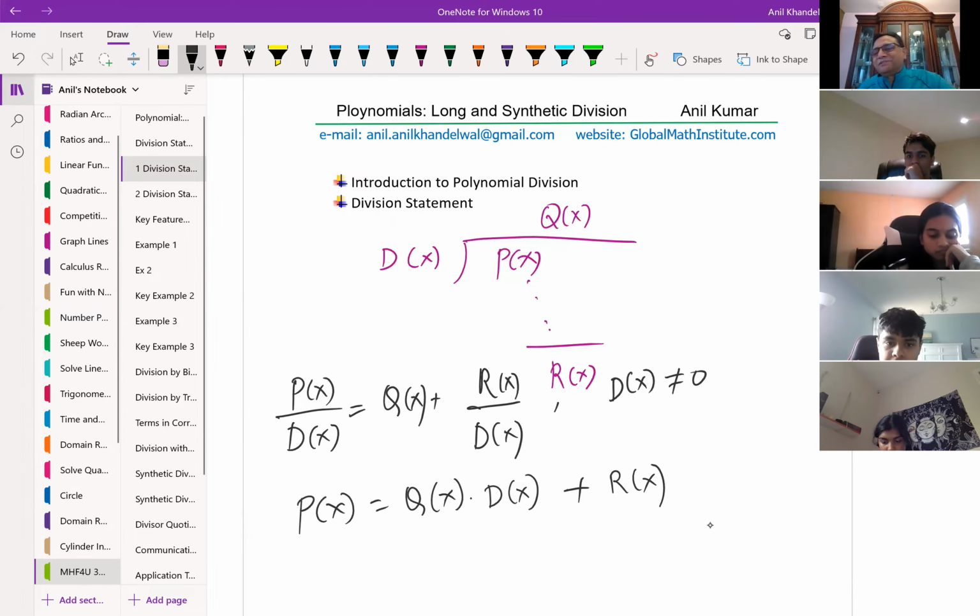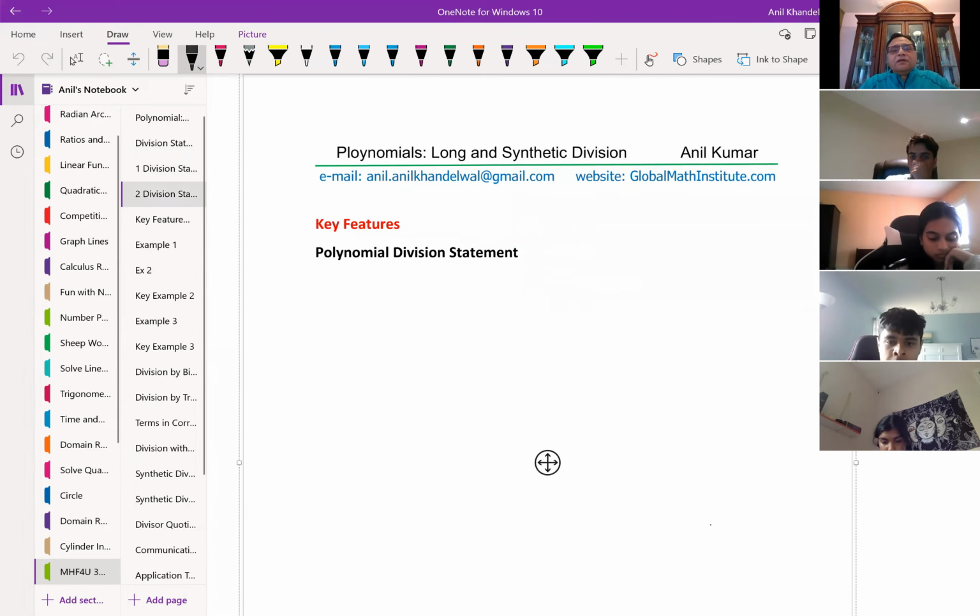We could write it like this in the form. Do you see that? So answering your question, Hamza, the polynomial can be written as the product of the divisor and the quotient plus the remainder. Is that clear? So that becomes our division statement.